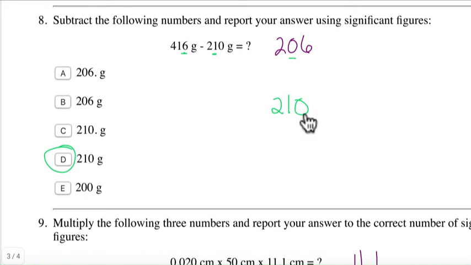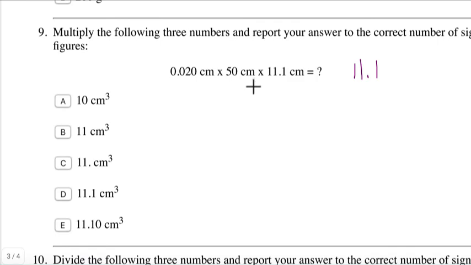Oftentimes in science, if there's a 0 floating there that's not significant, we will go ahead and convert that to scientific notation. That's a very common technique that you see. But honestly, either one of these is correct. Now we're looking at multiplication. The rules for multiplication and division are different. The rule here is that you're actually counting up the total number of significant figures in each number that you're multiplying. There's 3 there, there's 1 there, there's 2 there. And then the fewest number of sig figs is going to dictate how you round off your answer.